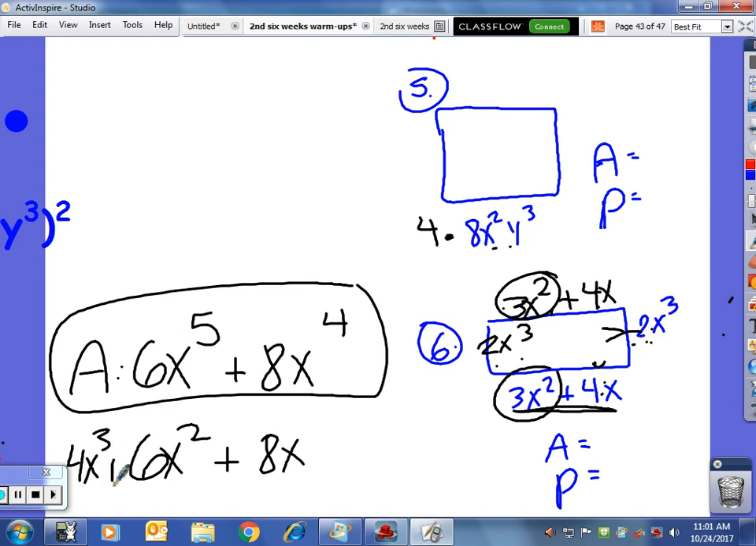4x to the 3rd. And I'm going to put that in front because I like to go highest down to lowest. Now, can I keep going? Can I keep adding those guys? Absolutely not, because they're not like terms.